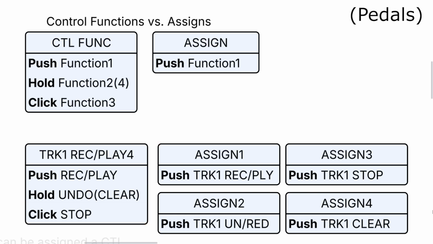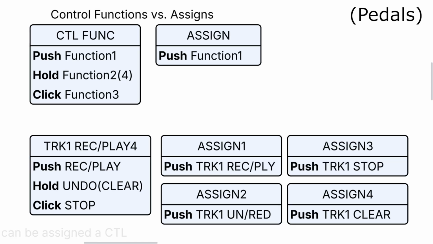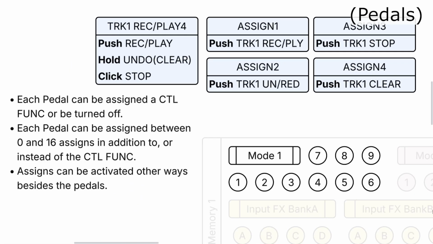If you want to do the same thing with assigns, you're going to need 4 assigns dedicated to this. First, the track 1 record and play, then track 1 stop. Now you can control what you want to do. Then when you screw up, you need another assign for undo and redo, and finally a 4th assign for track 1 clear.